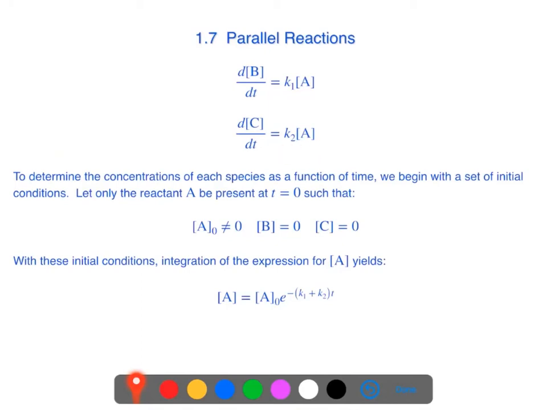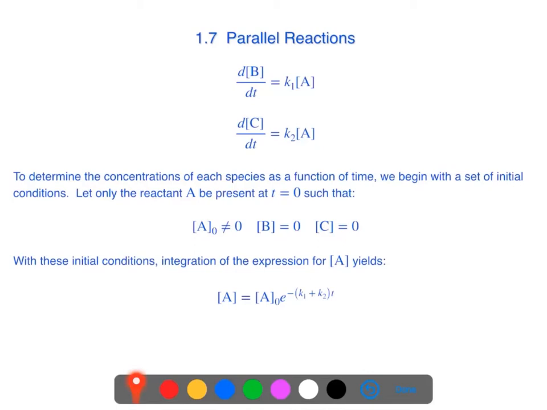Now, if we want to determine the concentrations of each species as a function of time, we begin with the same set of initial conditions that we've seen in previous examples. We let only reactant A be present at t equals 0, and everything else will not be present at t equals 0. So the initial concentration of A is not equal to 0, but the concentration of products B and C, they are equal to 0 under those initial conditions.